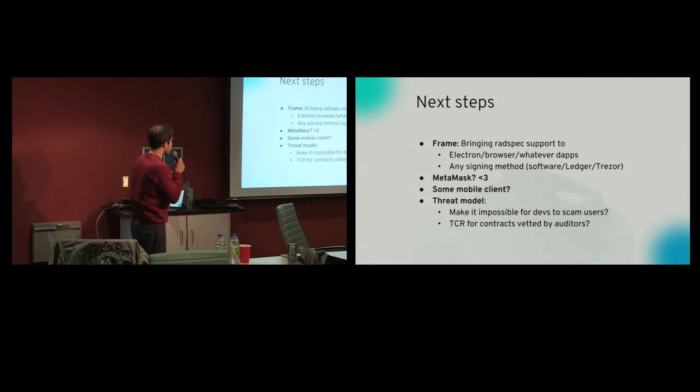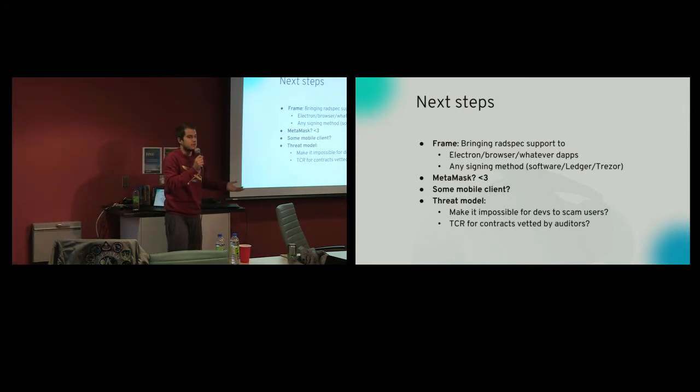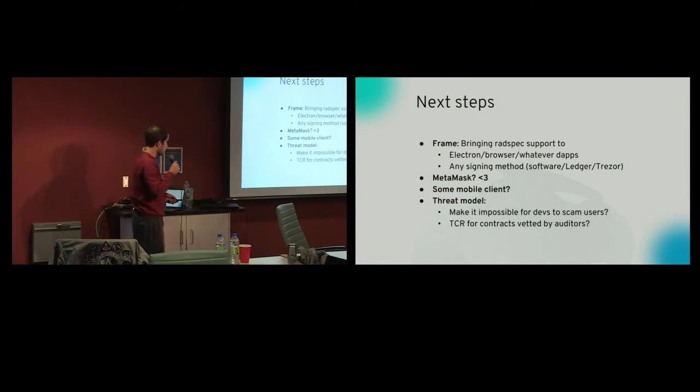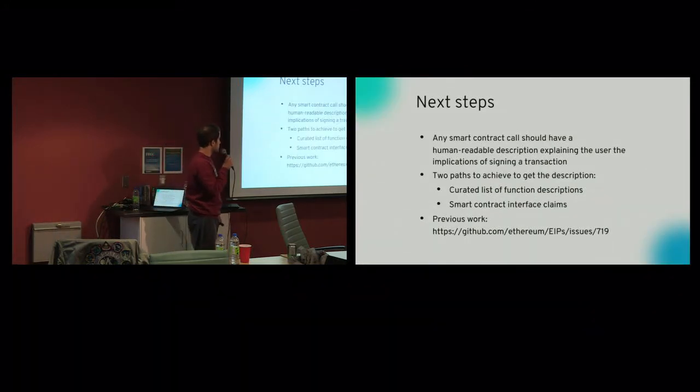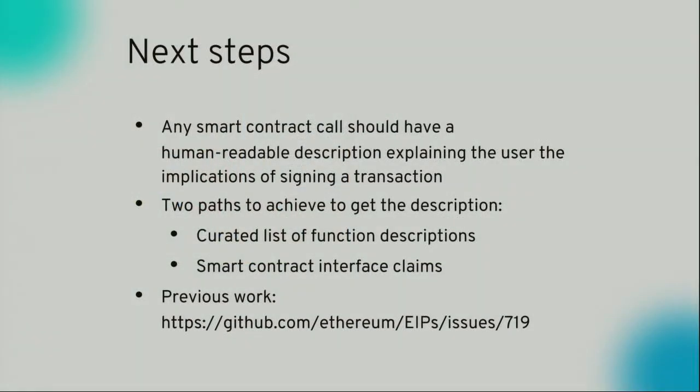So, and then we have to determine a threat model. Right now it's up to the developers to implement this. What if they say, hey, this function is going to give you 1 Ether, and it does the opposite, for example? There is no way to try that out. So I have a couple of things that we could do to actually make it secure. There are basically 2 paths to make this very secure.